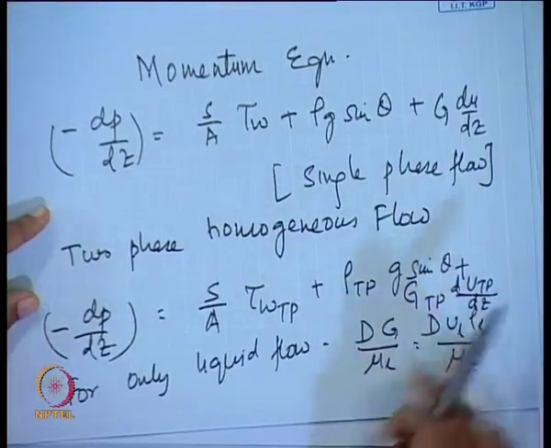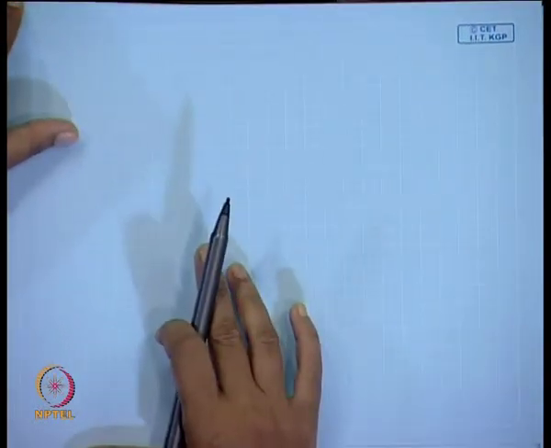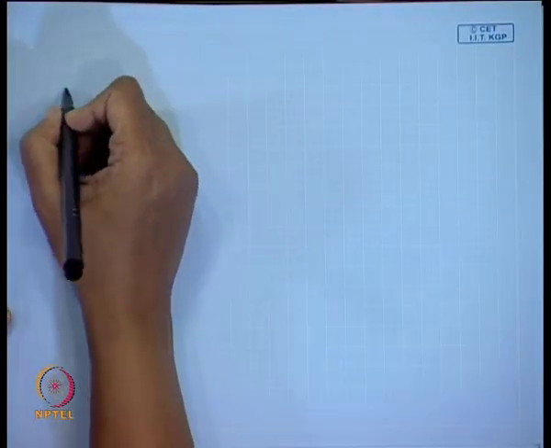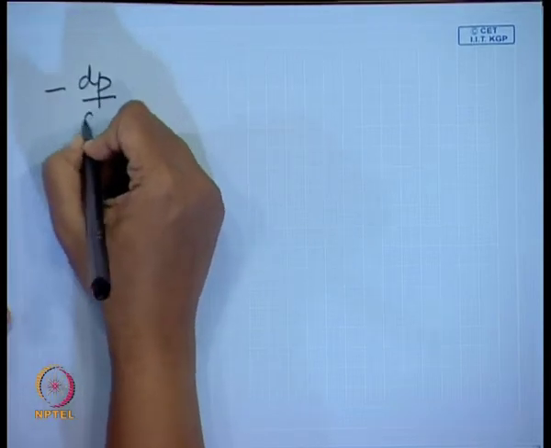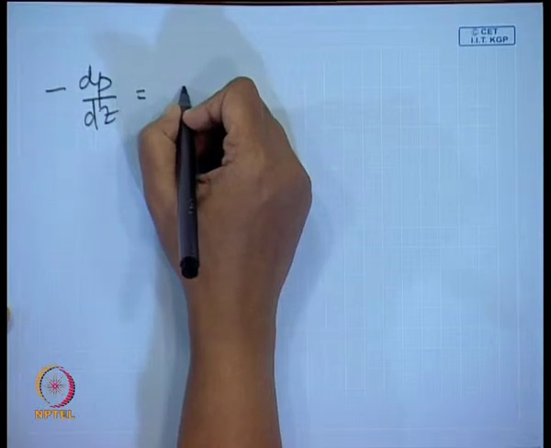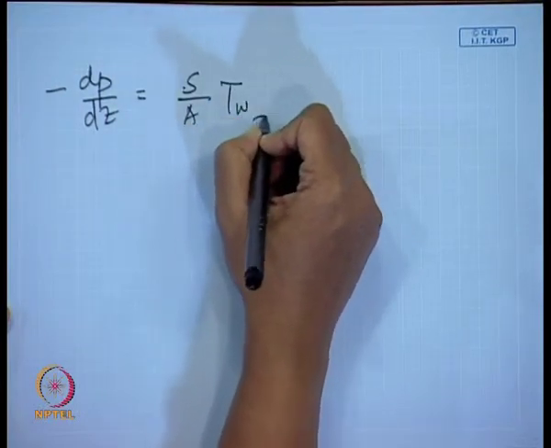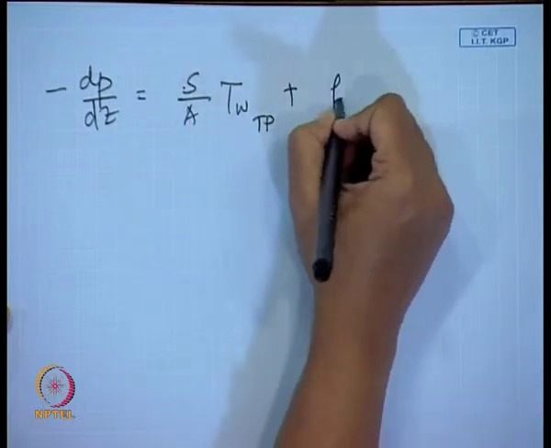If we take up the momentum equation, let me write it down once more. Some sort of overwriting has taken place there. So this is going to be equal to minus dP dz frictional, or I will put it in this particular way itself.